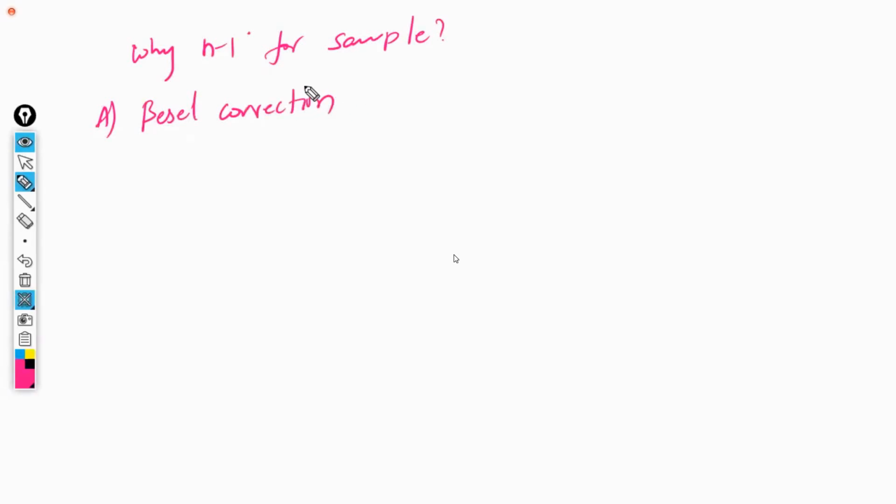Now, why are we going to consider n minus 1 for sample? This is the interview question. The answer is Bessel correction. Again the question is, what is Bessel correction? Earlier, they used to work by directly dividing by n only. He came and told that n minus 1 you have to apply. You can't apply n directly.